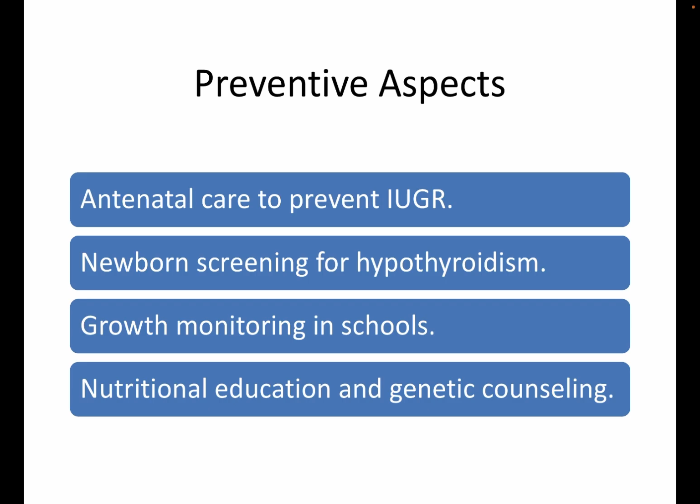So coming to the preventive aspects: antenatal care to prevent IUGR, and newborn screening for hypothyroidism. This is mainly to prevent TORCH infection. Then growth monitoring in schools, because growth hormone deficiency usually can be suspected after the child goes to school. Nutritional education and genetic counseling are also important.